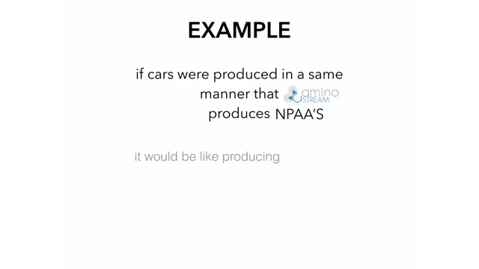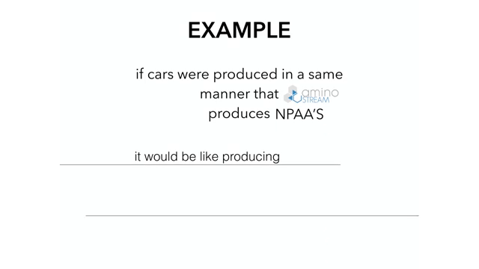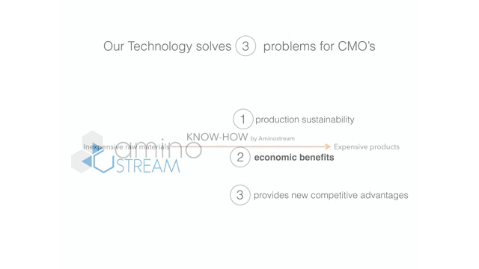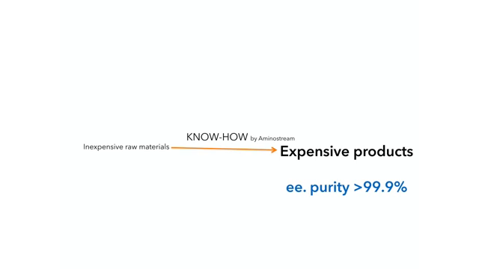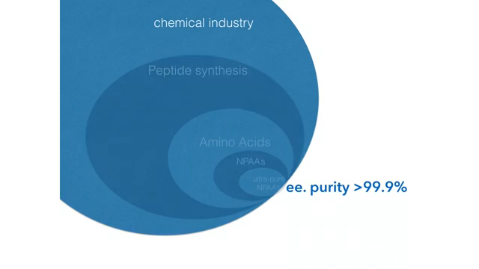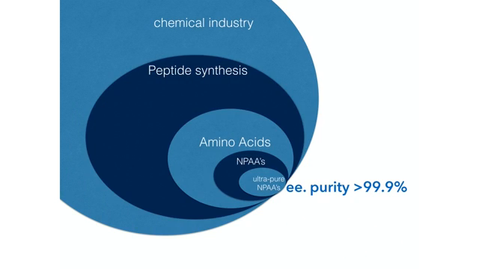Imagine if cars were produced in the same manner that AminoStream is producing amino acids. It would be like producing Tesla, Volvo, Mercedes, Audi, or a helicopter, or bubblegum, all at the same factory. And there are also economic benefits, because we're using quite simple, inexpensive raw materials, and with the application of know-how by AminoStream, what you get is expensive products, expensive due to their ultra-high purity. This is how we have established a very specific niche in the chemical industry: beyond peptide synthesis and amino acid synthesis, there is ultra-pure non-protein amino acid synthesis.